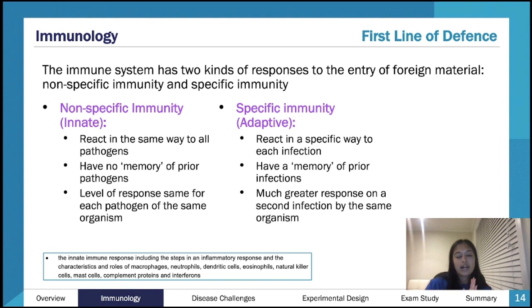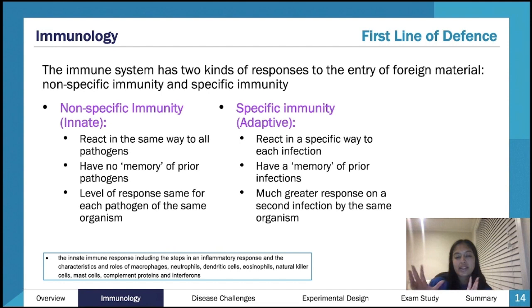Your non-specific immunity is basically your one size fits all. It works really quickly, sort of instant, like putting a band-aid on. So whatever the pathogen is, if it's a virus, a bacteria, a prion, whatever, the innate immune system is going to act in the same way. Again, one size fits all. There is no memory of prior pathogens. This idea of memory will make more sense when we talk about adaptive immunity.